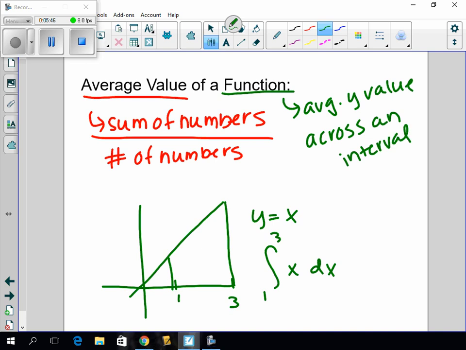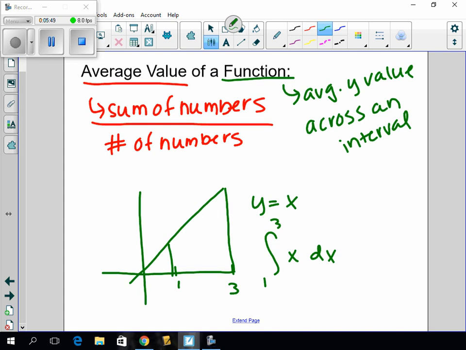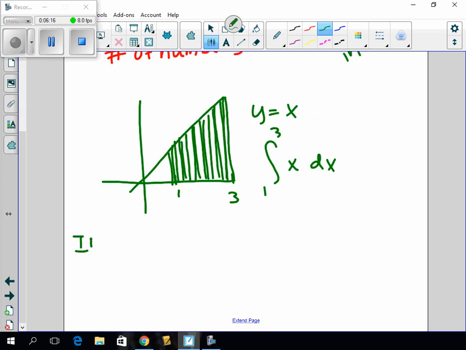So we can use integrals to help us with this. Here we're given the equation y equals x, and I'm looking at it from 1 to 3. If I think of the integral, if I think of very tiny rectangles, I'm summing up all of my y values. So I'm summing up all of these y values, and I'm taking it over the interval from 1 to 3. So I can say that my integral is my sum of numbers.